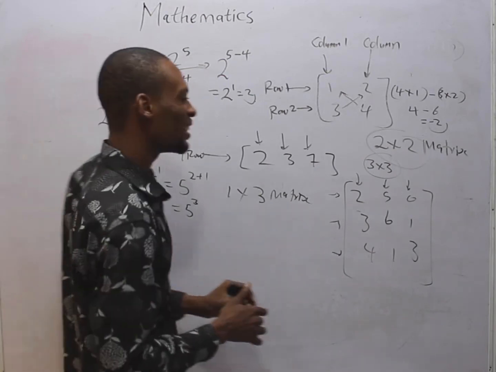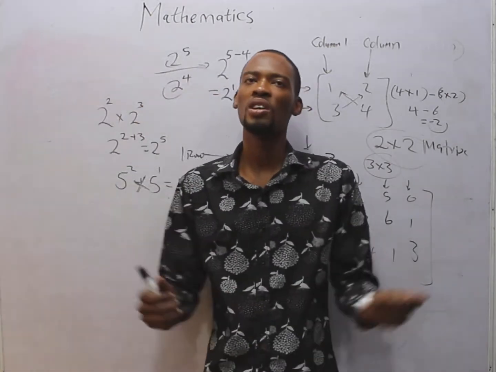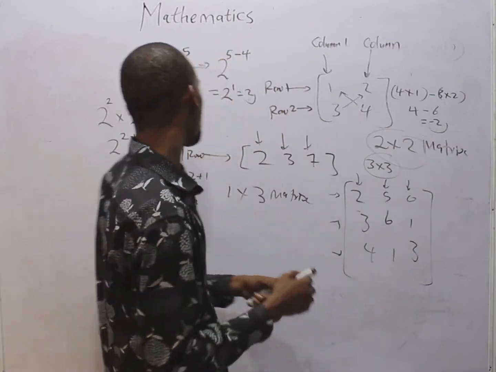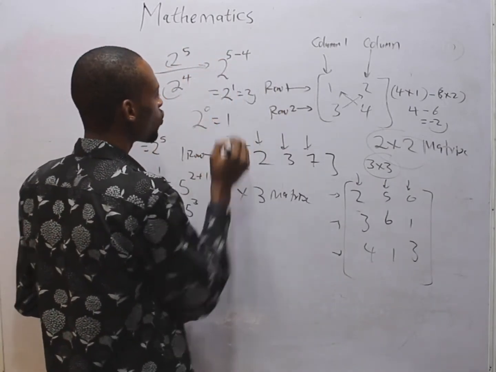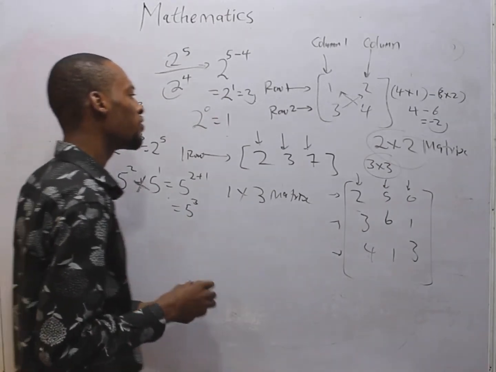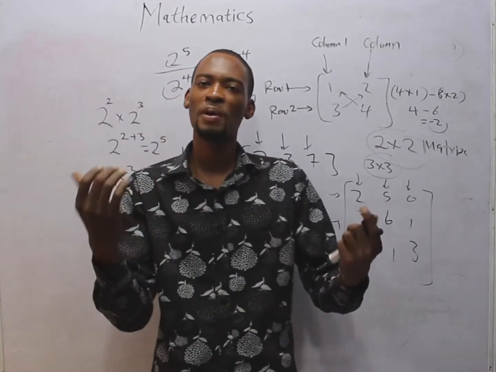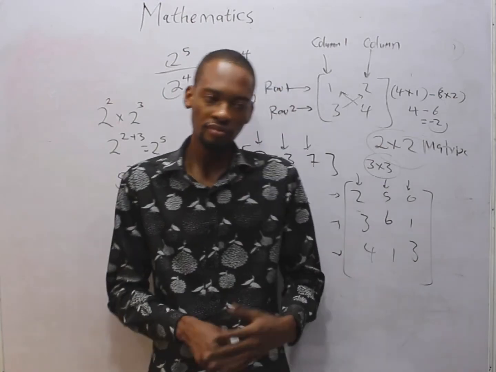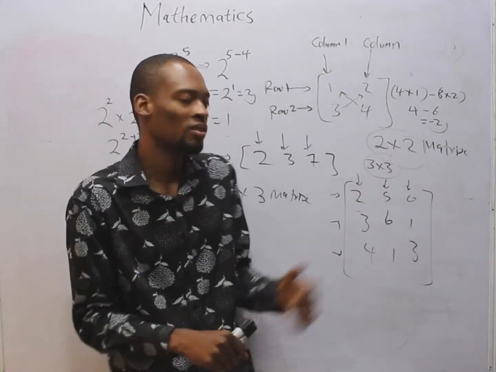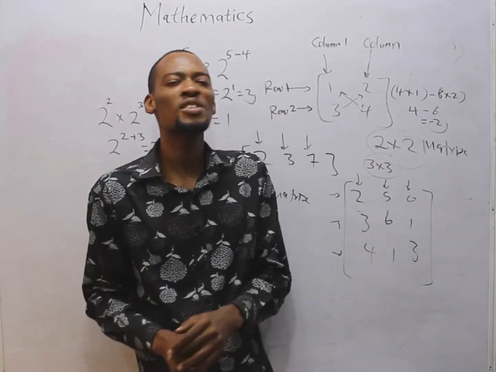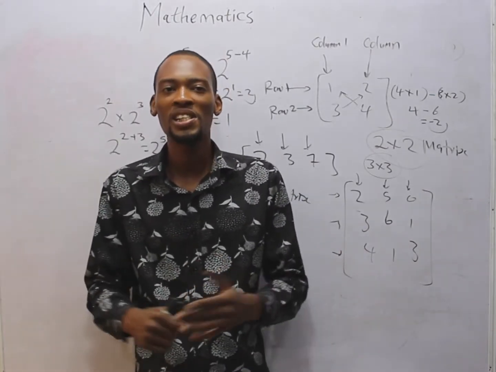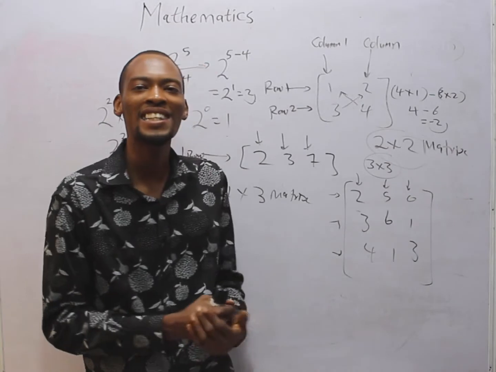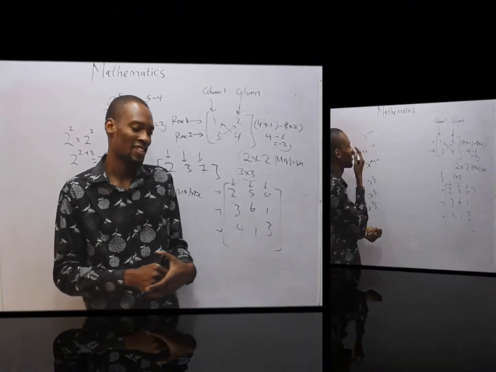These are indices. Remember, indices has to do with power or exponent. And remember, any meaningful number raised to the power of 0 equals 1. So 2 raised to the power of 0 is 1. 3 raised to the power of 0, you get 1. 10 raised to the power of 0, you get 1. 20 raised to the power of 0, you get 1. 100 raised to the power of 0, you get 1. So that is it for that.